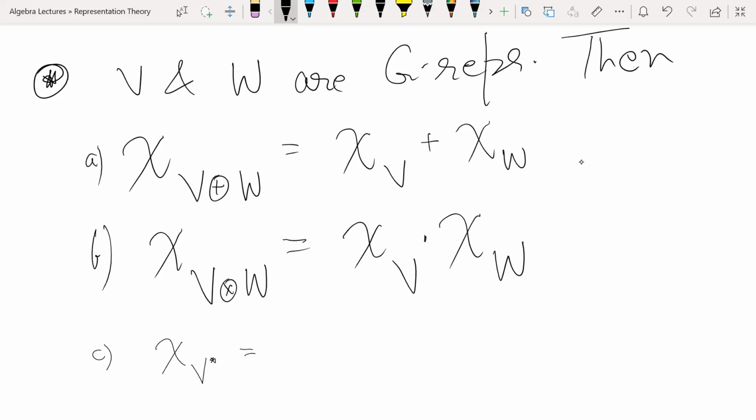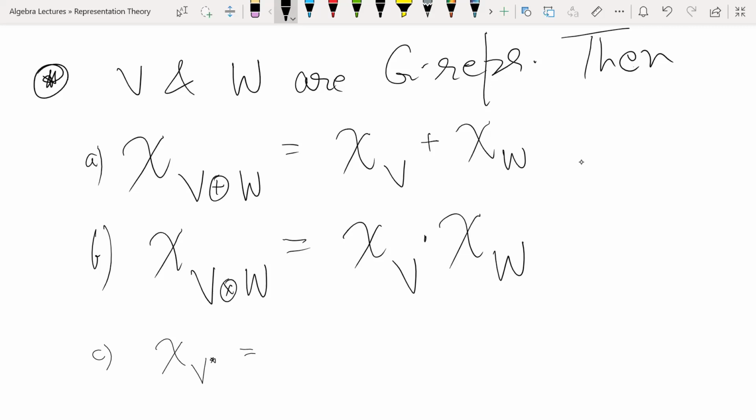It will be the same. No, it won't. So how does the dual representation look? What is rho V star (g)? Think about it in terms of matrices. If we fix a basis and the dual basis, as we saw last time, the matrix is obtained by taking the inverse and then the transpose.